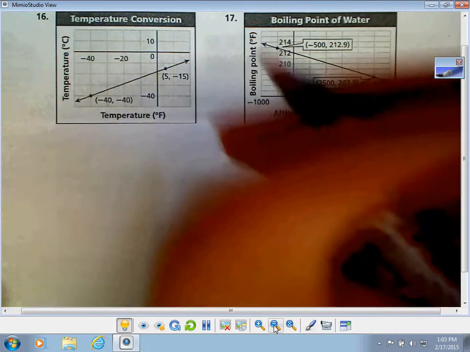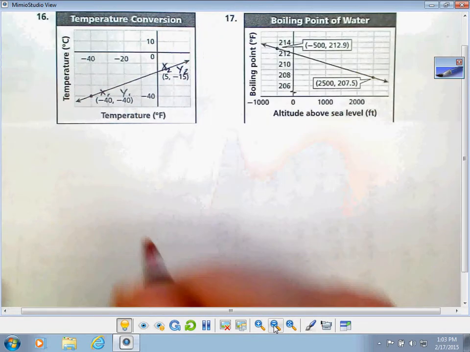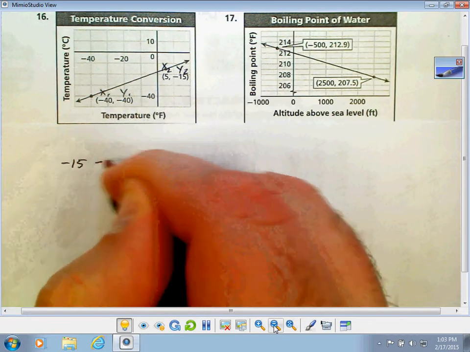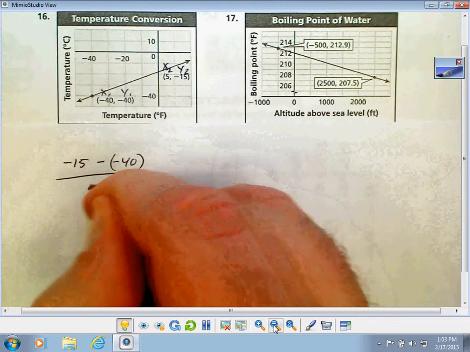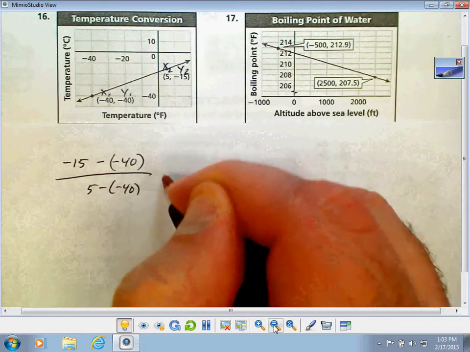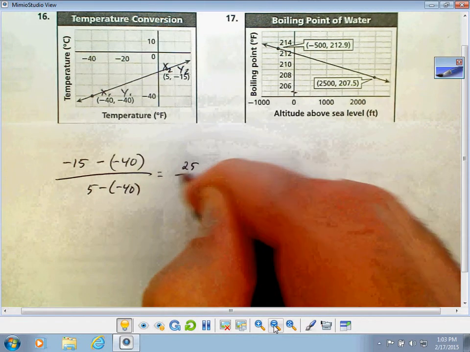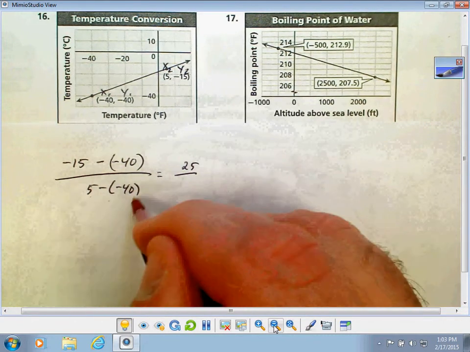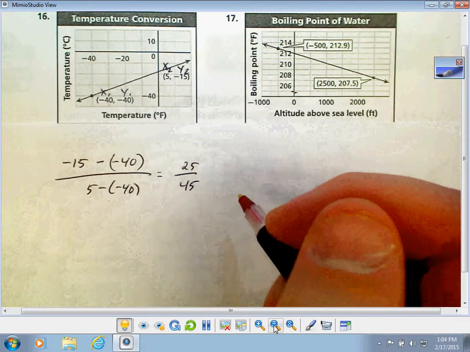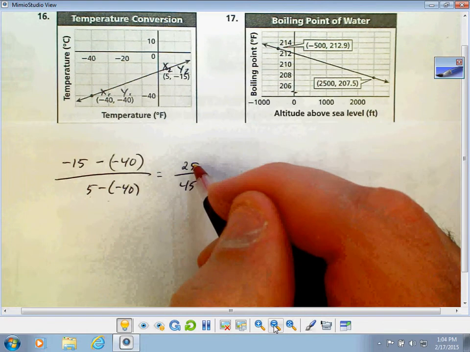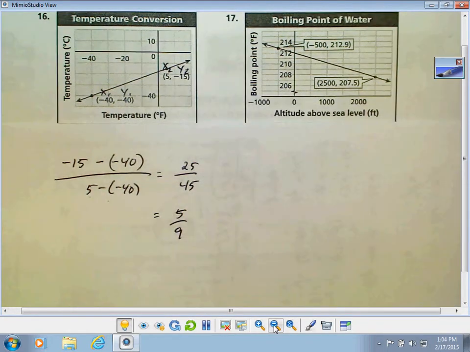So I'm going to call this one x1, y1, and this one x2, y2. And I'm going to do negative 15 minus negative 40, and 5 also minus negative 40. So this is negative 15 plus 40, that's going to make for 25, and 5 plus 40 is 45. So if we reduce those by 5s, 5 goes into this one 5 times and this one 9 times. So our slope is 5 over 9.